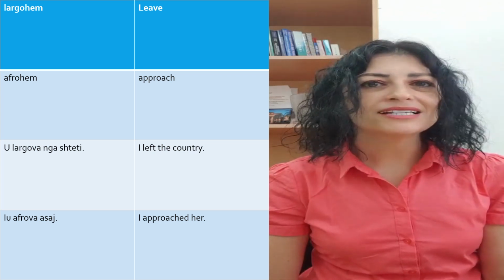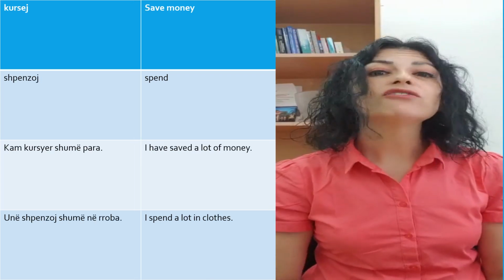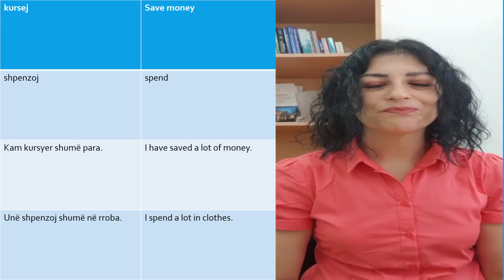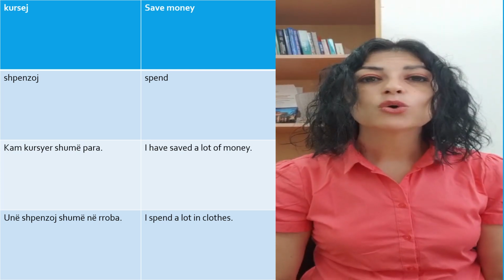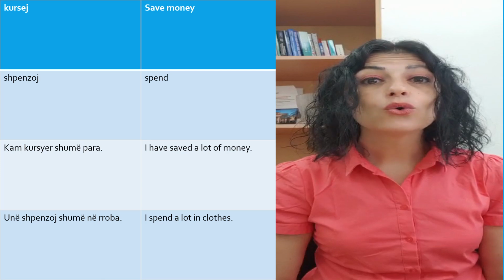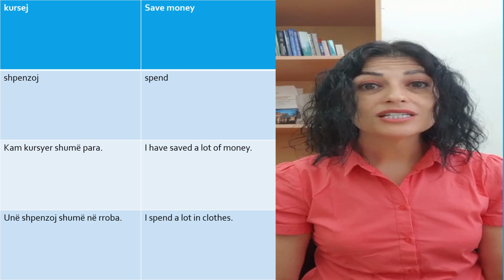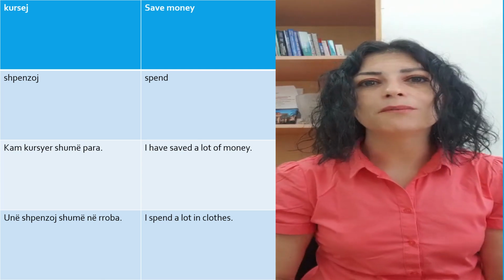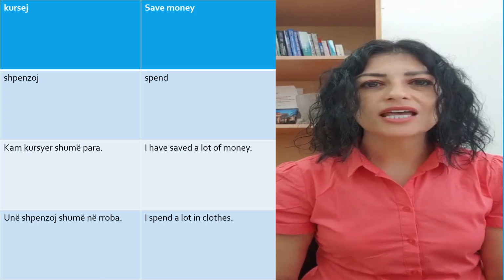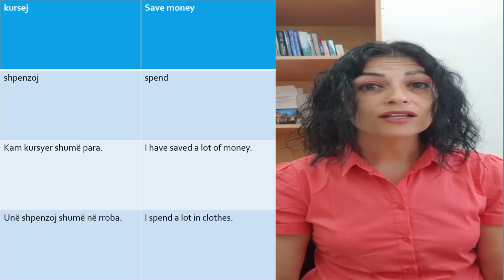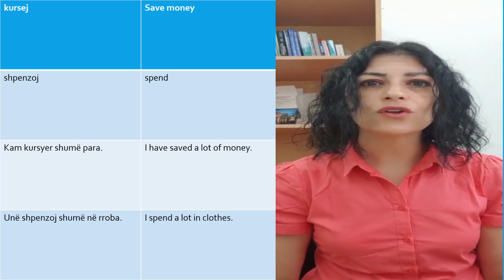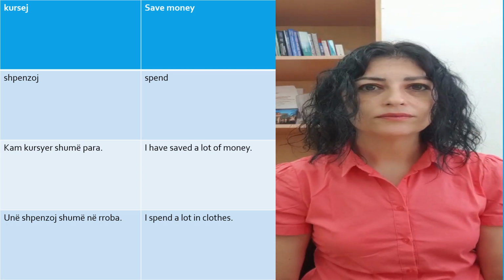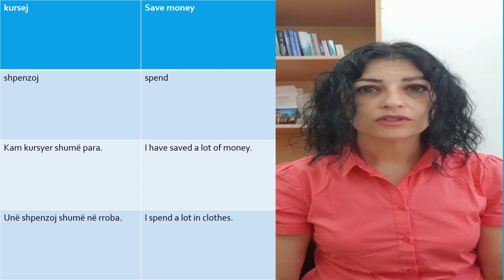Let's see two more examples. Here we have two more very useful verbs. The first one is kursej, to save money. That is, this verb is only used for money. And the opposite one is also used for money: shpenzoj, to spend.